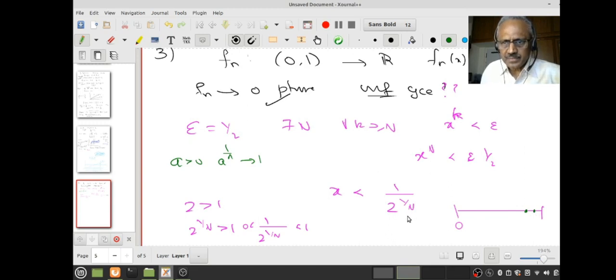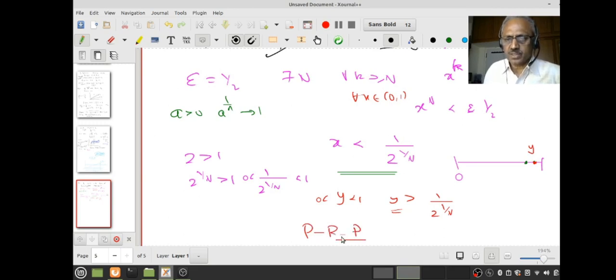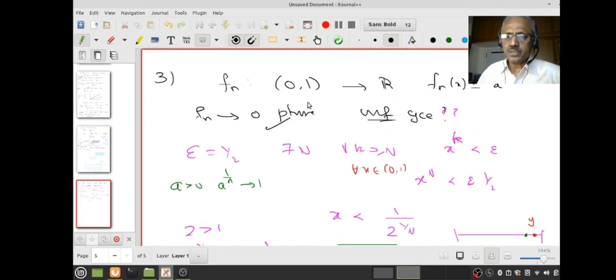You follow what I am saying? So if this were true, then I concluded x must be this. But if I take this point, call it y, this point y also lies between 0 and 1, and y is greater than 1 upon 2 to the power 1 by N. But what did we assume? This must be true for all x in the open interval (0, 1). So in particular for this y also it must be true, but that's wrong. Are you following? Therefore this convergence is not uniform on the open interval (0, 1).